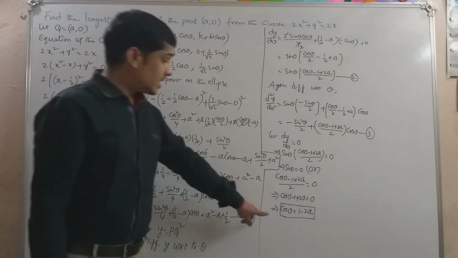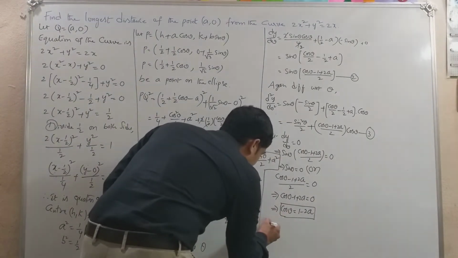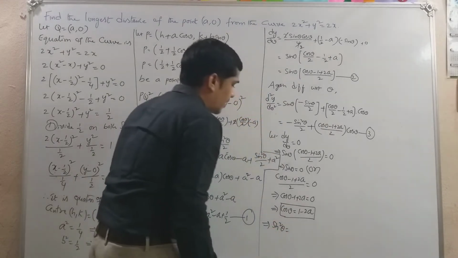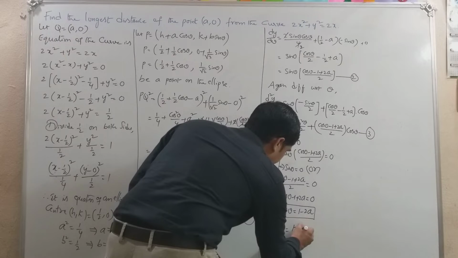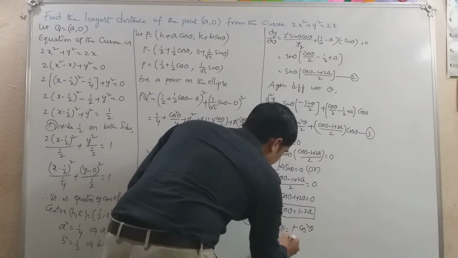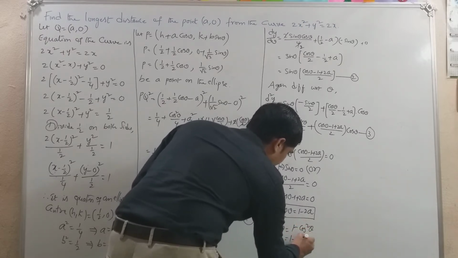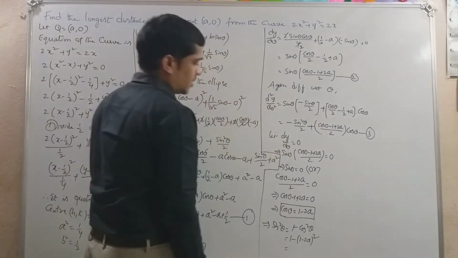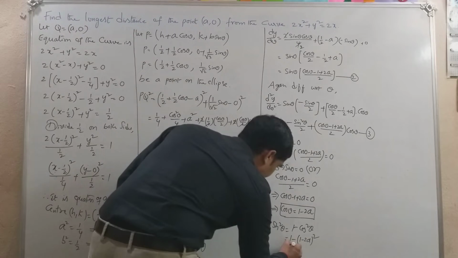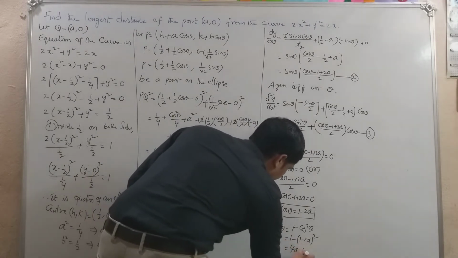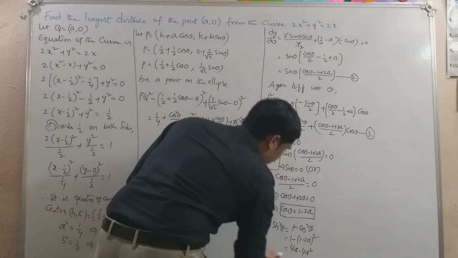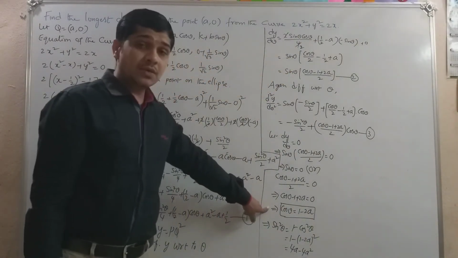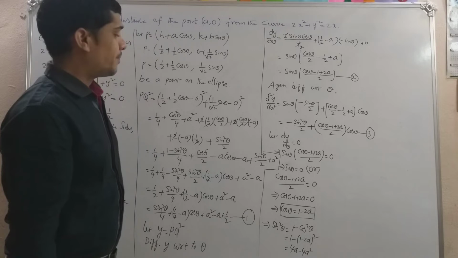Whenever cos theta is equal to 1 minus 2a, we can also find sin square theta. The sin square theta formula is 1 minus cos square theta. So that means 1 minus of 1 minus 2a whole square. Then we will get 4a minus 4a square. That is the sin square theta value when cos theta is equal to 1 minus 2a.